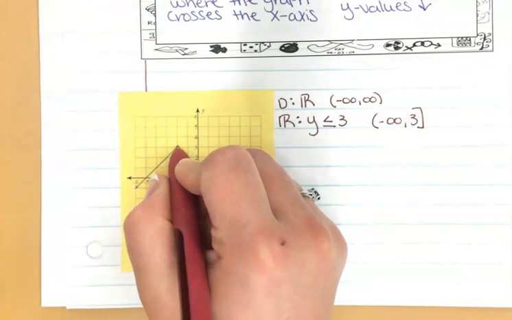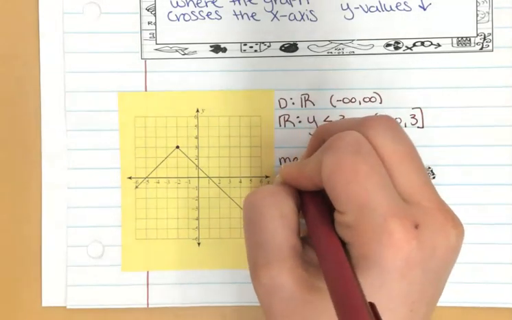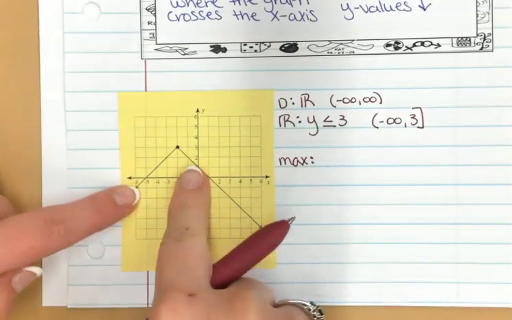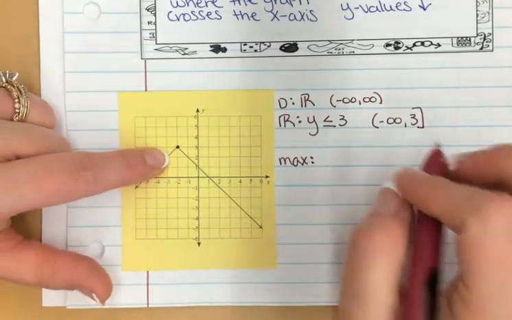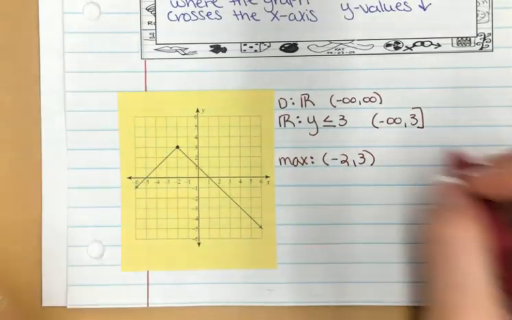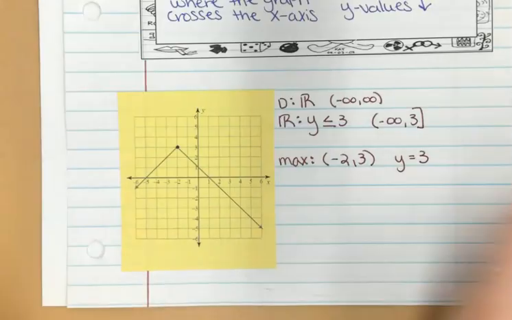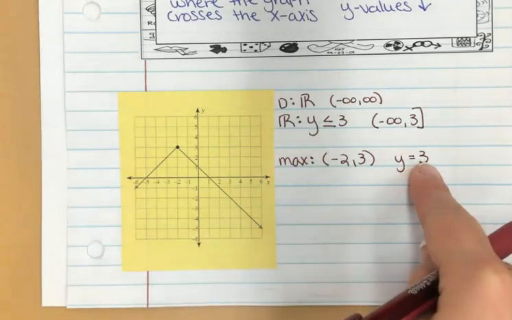Looking at where the vertex is here, that is the highest y value, so that is a maximum. We do not have a minimum because it's going off forever to negative infinity. So that point is at the coordinates (-2, 3), but the maximum value is where y equals 3. So those are the coordinates of your vertex, but this is the maximum value.